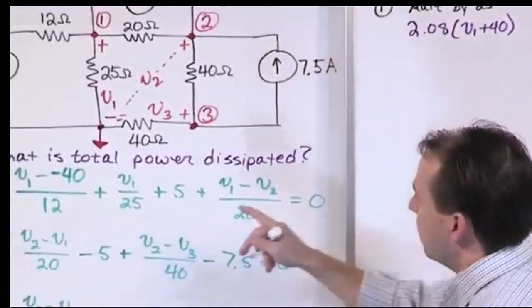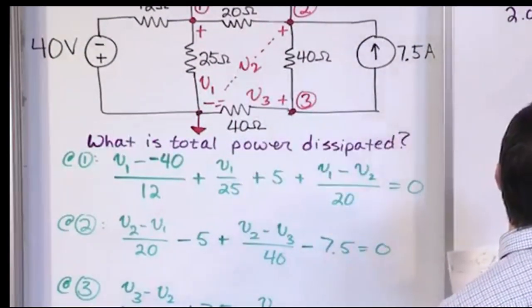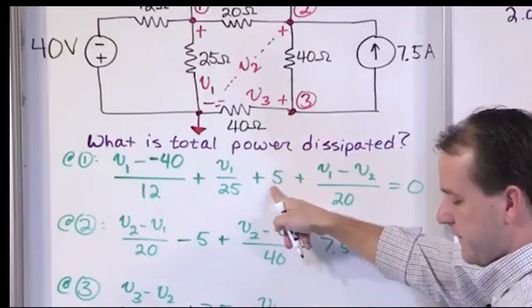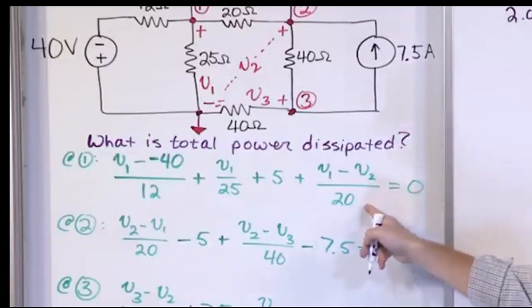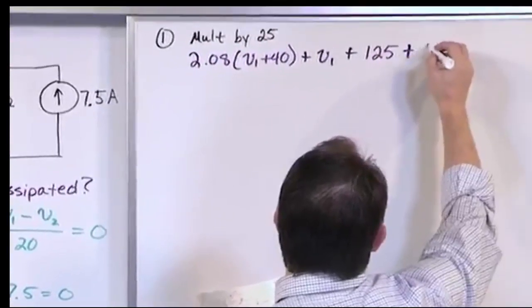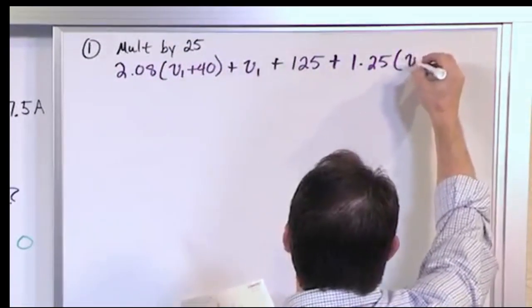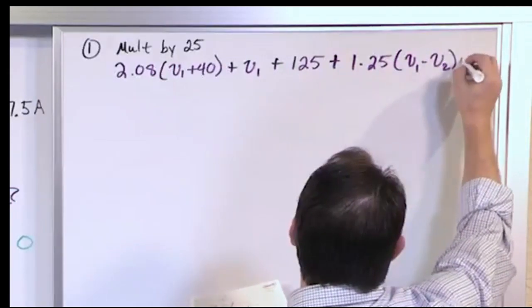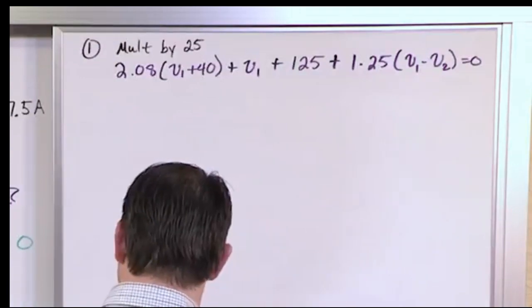All right, and we multiply by 25 over here. It's just going to clear this out, giving us V1. Multiply by 25 here, we're going to get 125. Multiply by 25 here, we'll have 25 over 20, giving us 1.25. And in parentheses, we still have the V1 minus V2, and that's all equal to 0. So that is the first doctored equation.